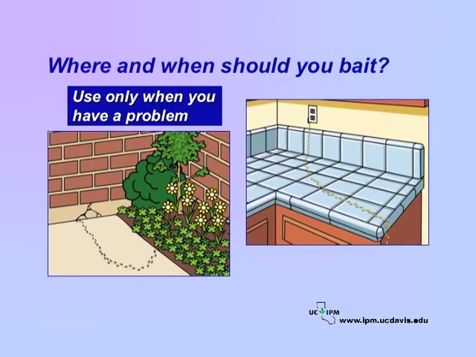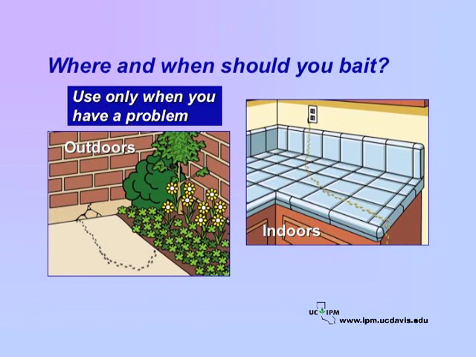Use baits only when there is an ant problem, and use them primarily outdoors. They can be used indoors, but only when there is a serious infestation. Otherwise, you could actually attract ants indoors. Outdoor baits draw ants out of buildings.